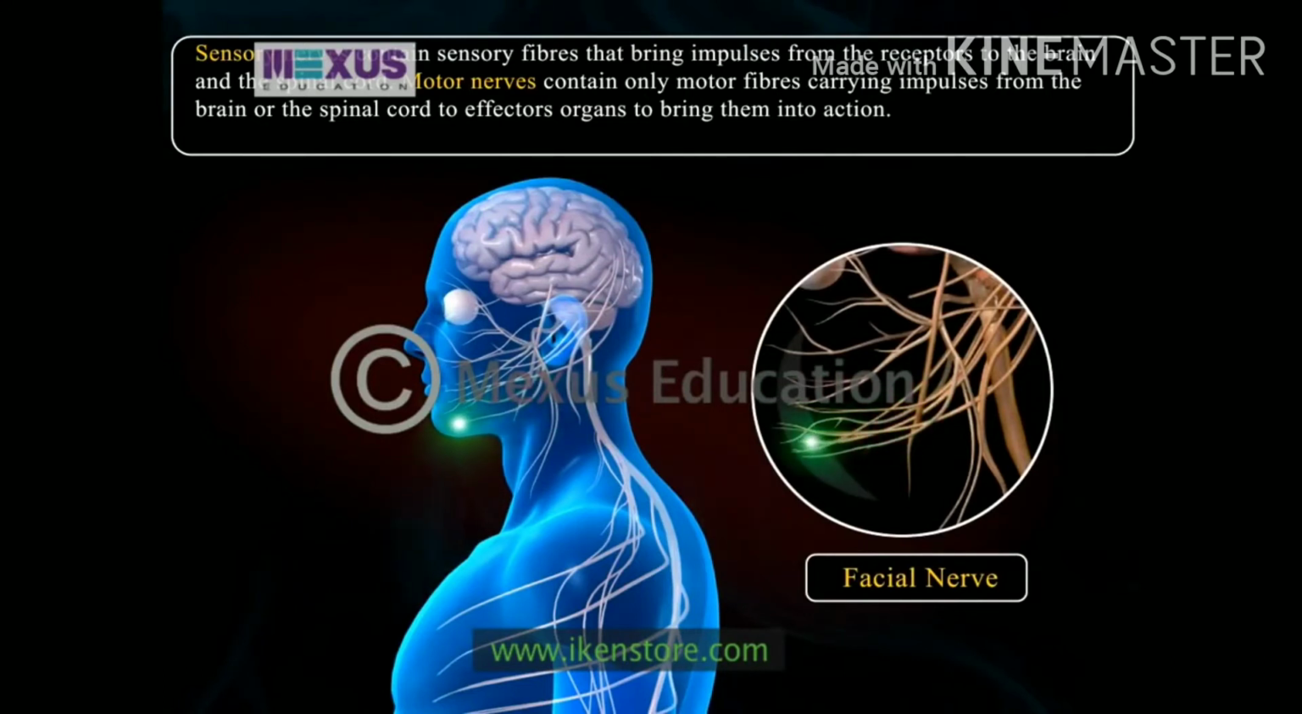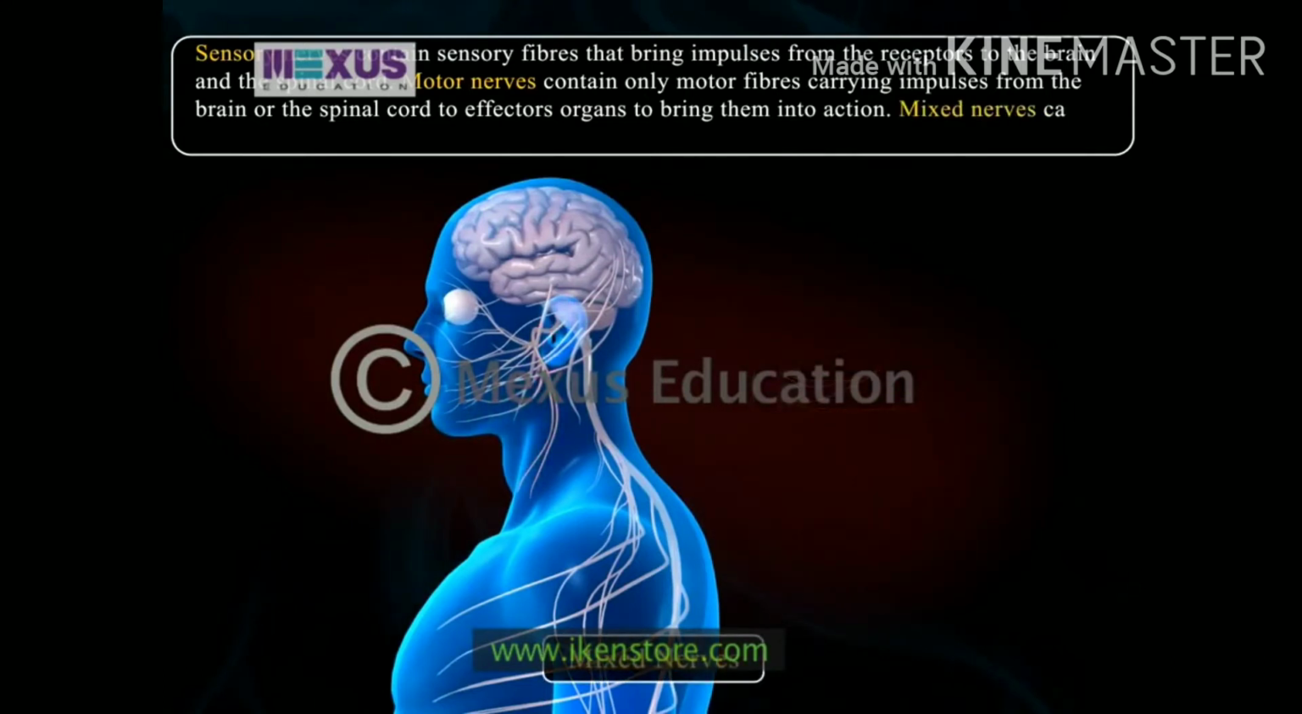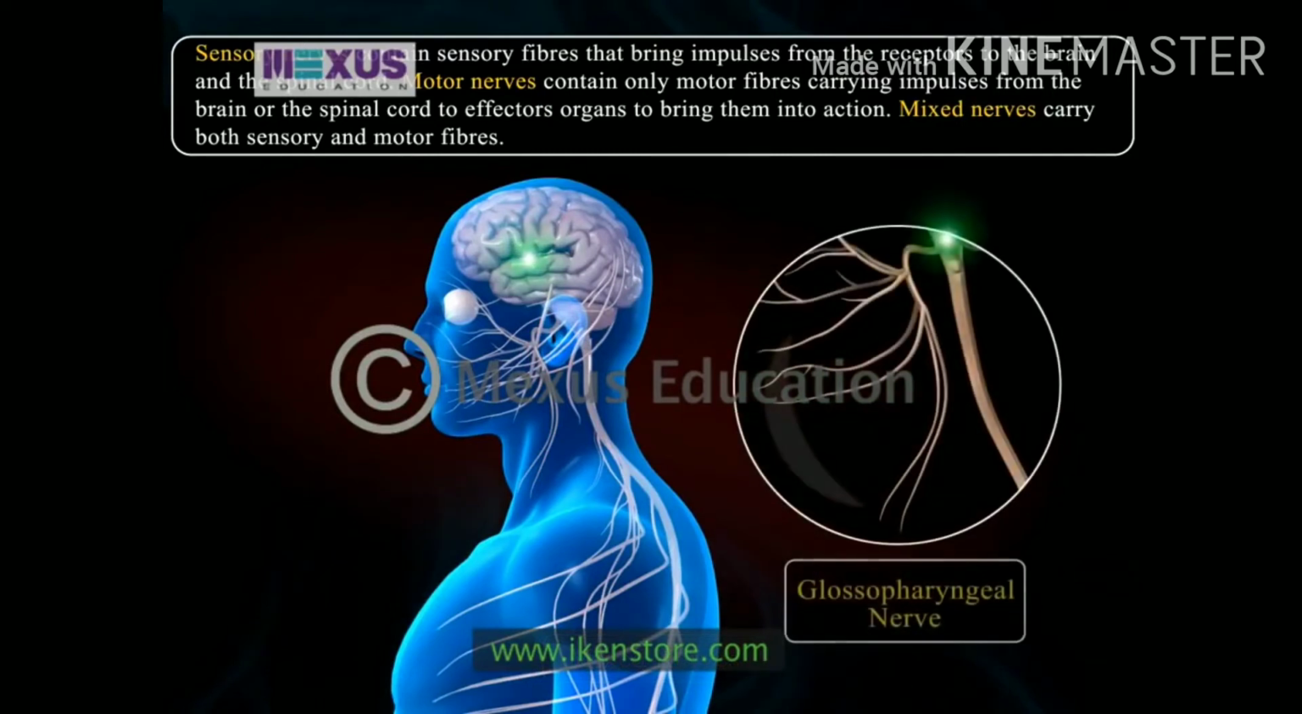The third type of a nerve is mixed nerve, which carries both sensory and motor fibers. For example, a glossopharyngeal nerve.